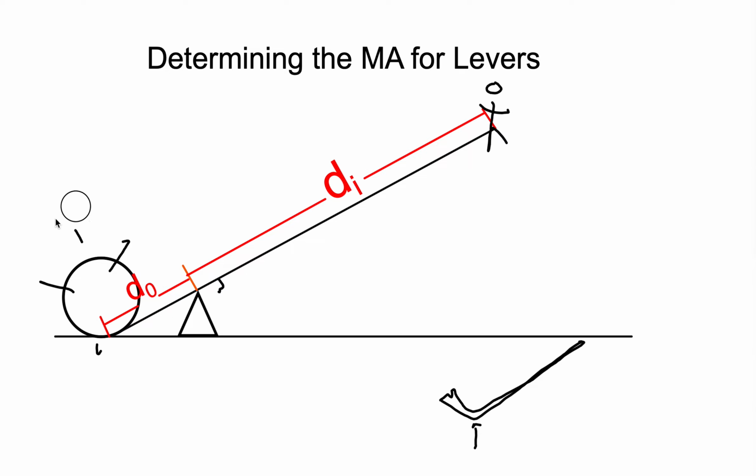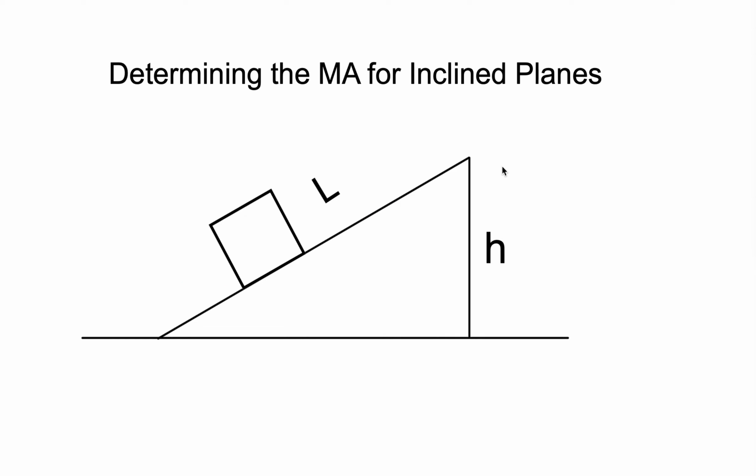But anyway, if we're looking at the distance, the input distance is on the long side of the lever up to the fulcrum, and the output distance is from the fulcrum to the edge. Okay, so that's with the lever. Inclined planes. With an inclined plane, the output distance is the height, and the input distance is the length. So remember, the input is always the side that you're pushing on. The output is always what ends up happening. So I push something up a ramp, it gets lifted above the ground.